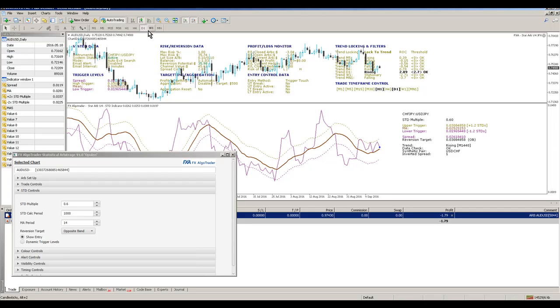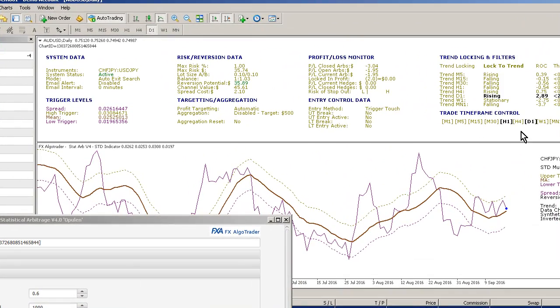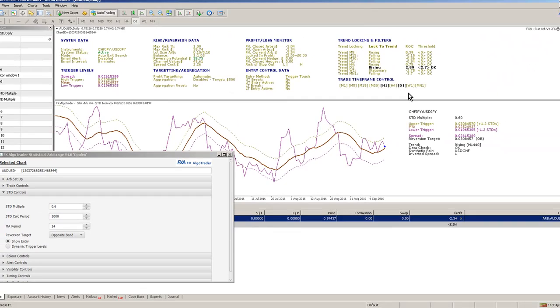Okay, folks, this is the 16th of September 2016, being hard at it, making some amendments and changes to V4.0 Opulence, the stat arb system which we just released. The big change with this cut is I've introduced something called ROC, which stands for Rate of Change. What the ROC data does is it analyzes each time frame, M15 all the way through to monthly, and calculates the percentage change in the moving average.